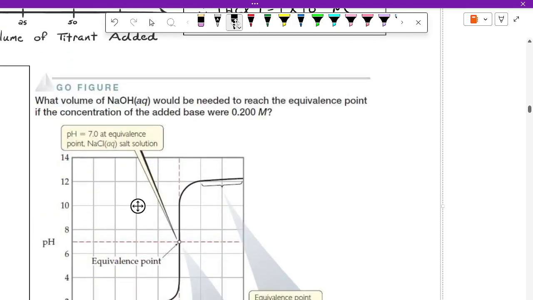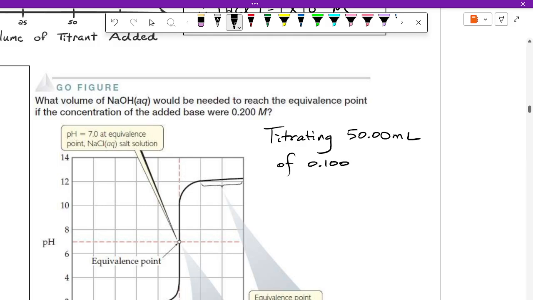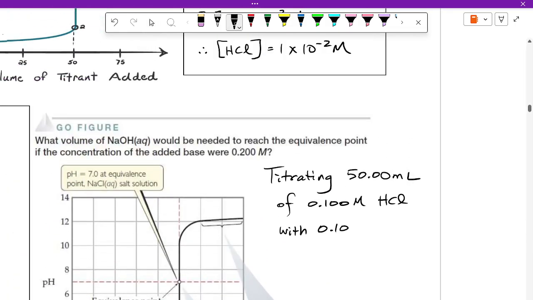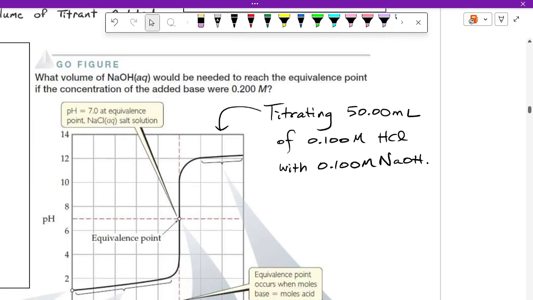So this graph here, we are titrating 50 mL of 0.1 molar HCl with, and I think it's 0.1 molar NaOH. Yes, 0.1 molar NaOH. That's what's happening over here. What would happen to the volume of NaOH if the concentration of the added base were 0.2 molar?